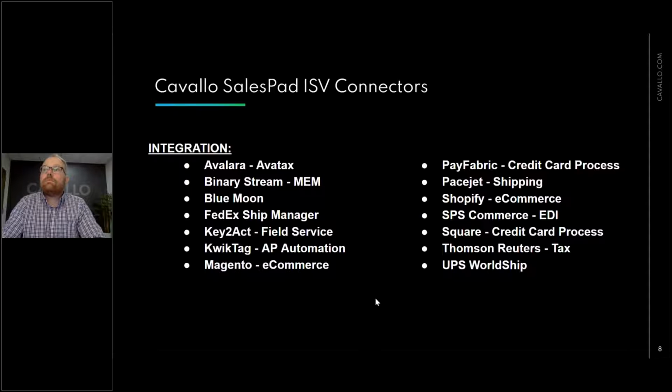So, for your tax purposes, we have Avalara and Thomson Reuters. For your multi-entity, there's Binary Stream. Shipping, we integrate with FedEx, UPS, and PaceJet. One of our newest integrations is to Key2Act for your field service, with much more coming on that end. AP automation with QuickTag, some e-commerce capabilities through Magento as well as Shopify, and then some credit card processing capabilities. We integrate with PayFabric and Square. And then EDI with SPS Commerce, just to name a few of those.